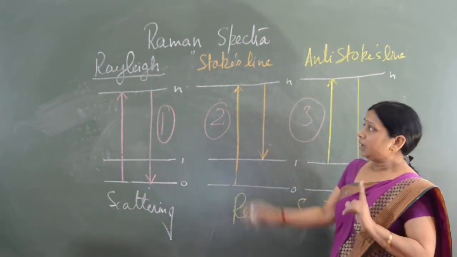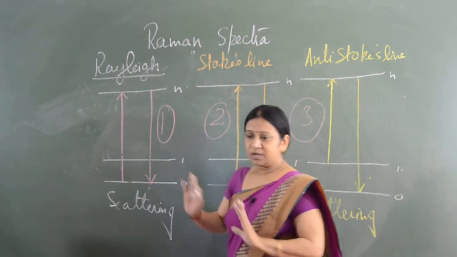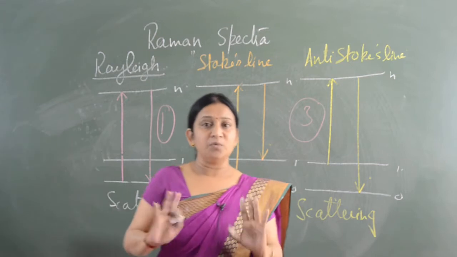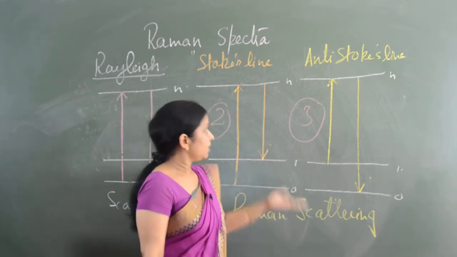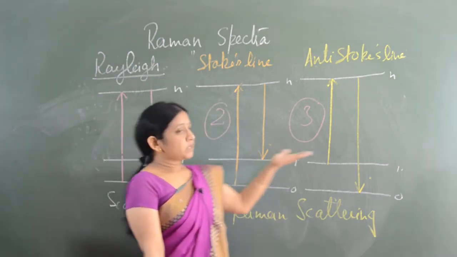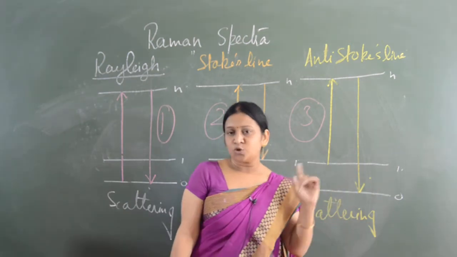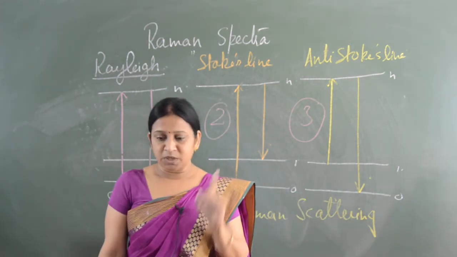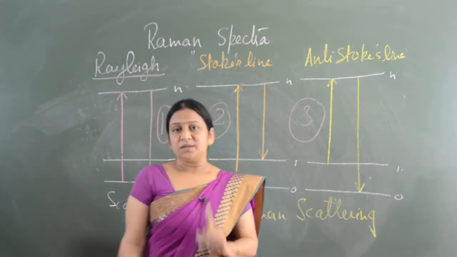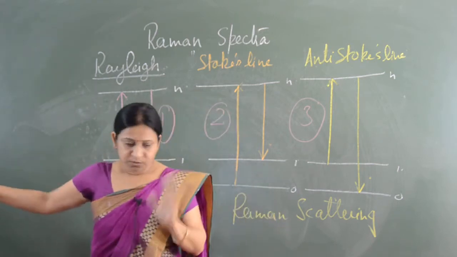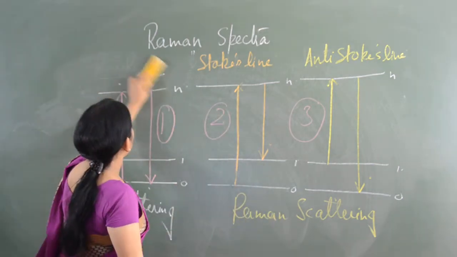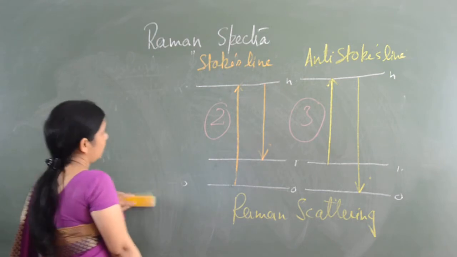Once again, Rayleigh scattering is not Raman scattering. Raman scattering is where we get Stokes and anti-Stokes lines, and Stokes and anti-Stokes lines are obtained when the collision is inelastic. So this is an introduction to Raman spectra.